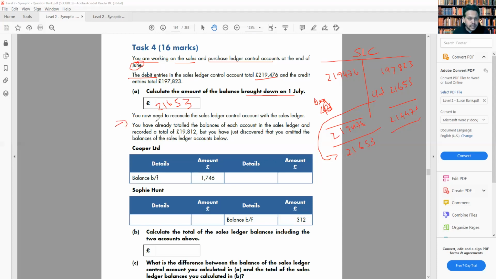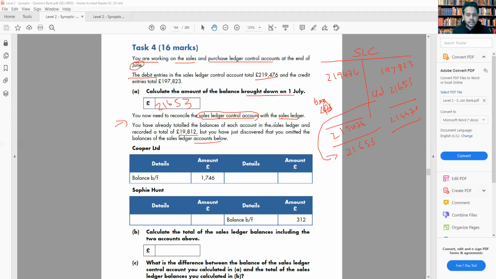The next one is saying you now need to reconcile the sales ledger control account with the sales ledger. Sales ledger means the individual balances, so customer A, customer B, customer C, customer D. If I add all the individual customer balances, that should match the sales ledger control total balance. You have already totaled the balance of each account in the sales ledger and recorded a total of 19,812. But you have just discovered that you omitted balances from the sales ledger.